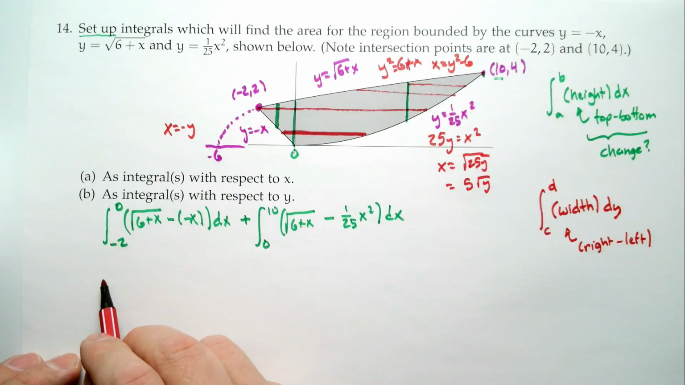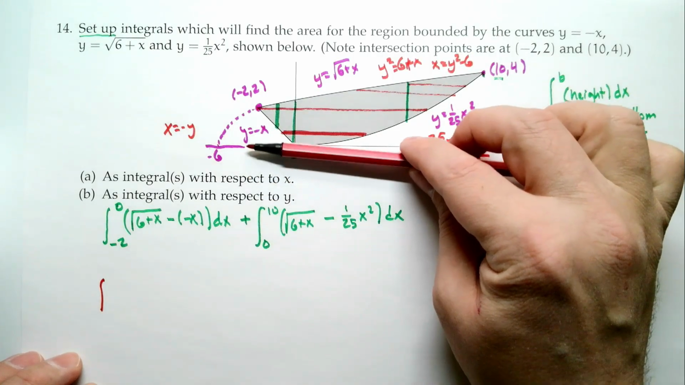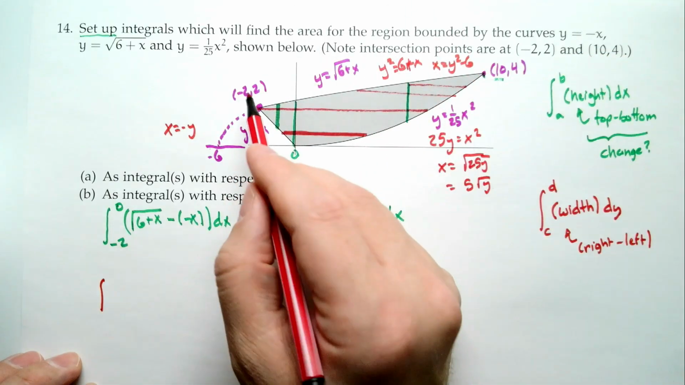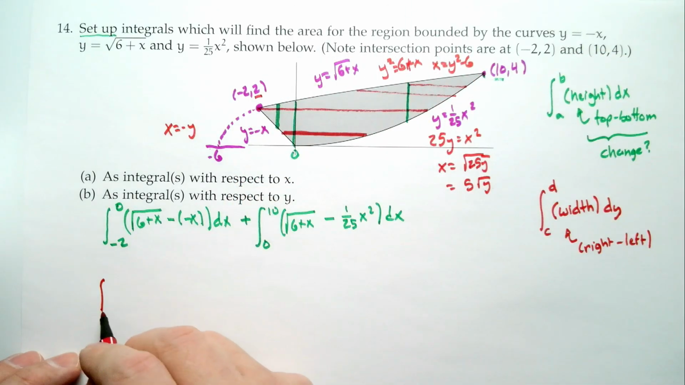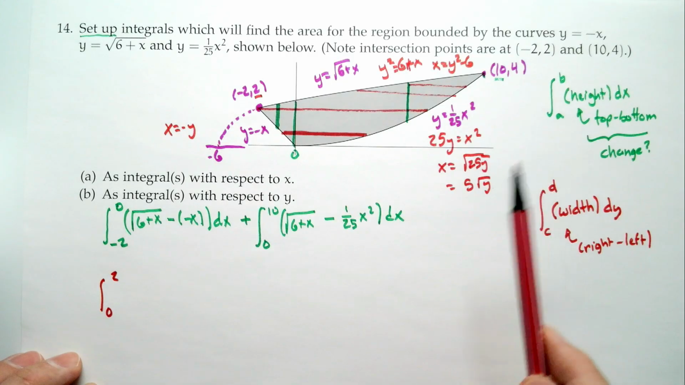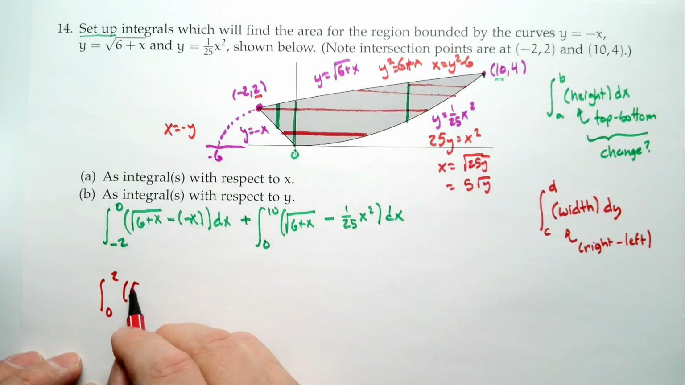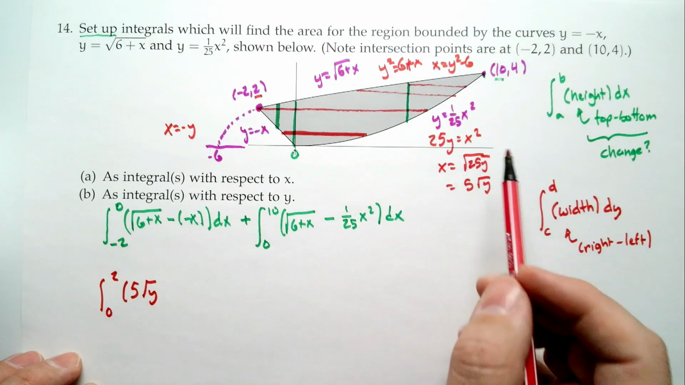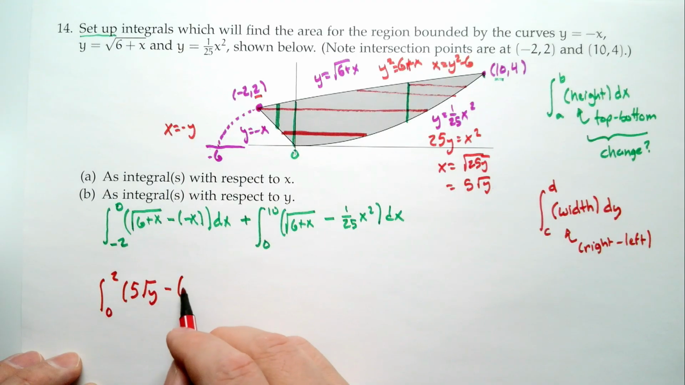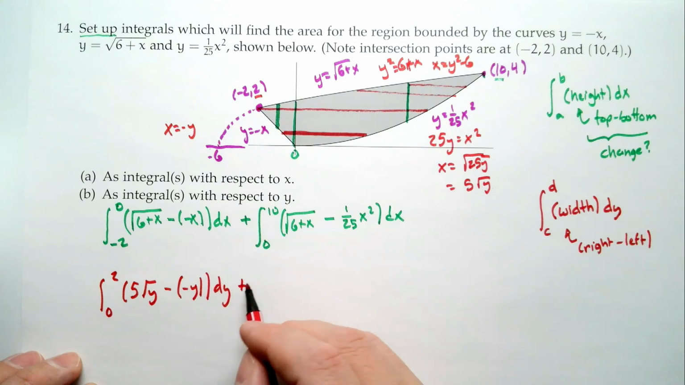So the first integral, we start at the very bottom, which is at y equals 0, and we're going to go up to the first y where we change behavior. The y where we change behavior is at 2. So 0 to 2. Then we're going to take our right curve, which is 5 root y, subtract our left curve, which is negative y. So 5 root y subtract negative y dy. Then we're going to add to that.